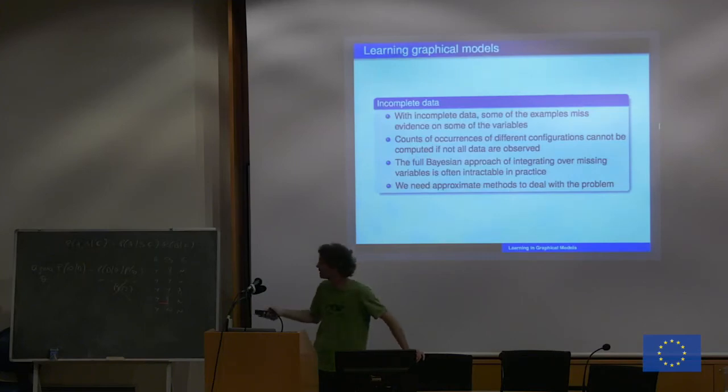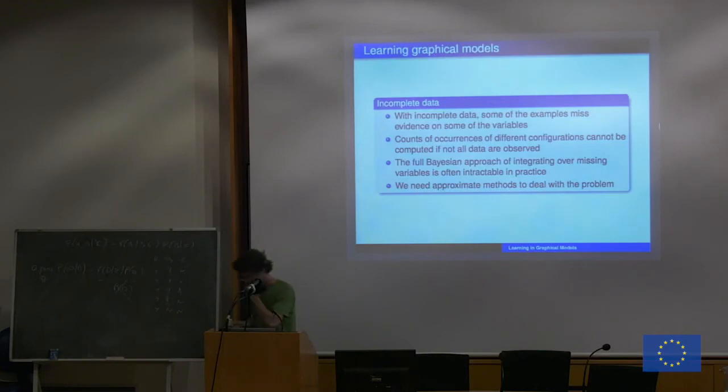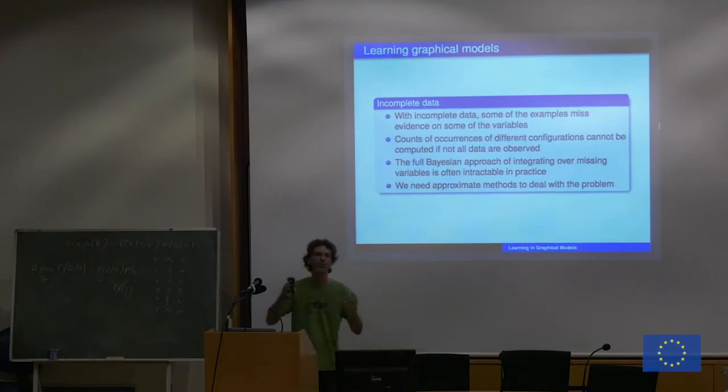And if you have missing data, you can't compute counts. Because what is this contributing to? Yes or no? You don't know, because the last one is unseen. And now you need to account for this. In principle, the full Bayesian approach will tell you that the probability for the new example is obtained by marginalizing out all possible missing values. It becomes completely intractable. But there is a way to deal with it.